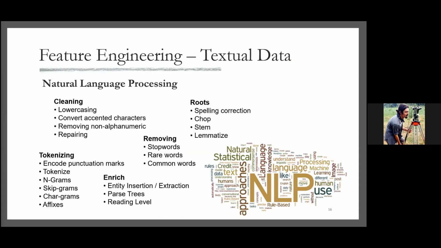For the textual data, we can use natural language processing to clean our text data, like removing non-alphanumeric characters, or we can remove the stop words, rare words, or common words. You can use tokenizing, stemming, and roots. And also you can use bag of words, different kinds of embeddings, or you can use LDA as topic models to clean your textual data.